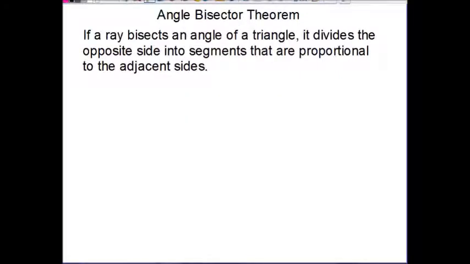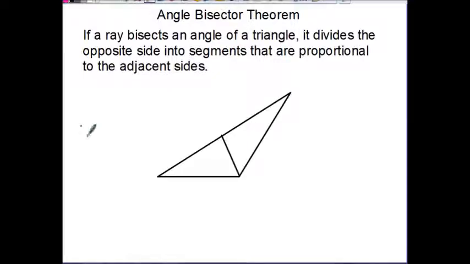Our last theorem is the angle bisector theorem. That says, if a ray bisects an angle of a triangle, it divides the opposite side into segments that are proportional to the adjacent sides. So here we go. Let's start off with a triangle. If I have a triangle, and I know one of the angles is being bisected, it's either given to me that it's bisected or I have the tick mark showing it's being bisected.